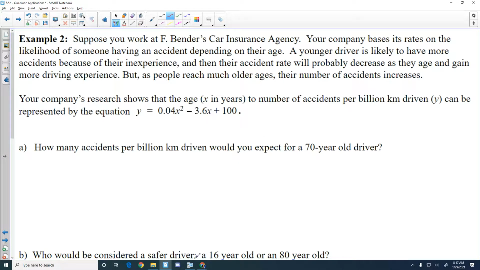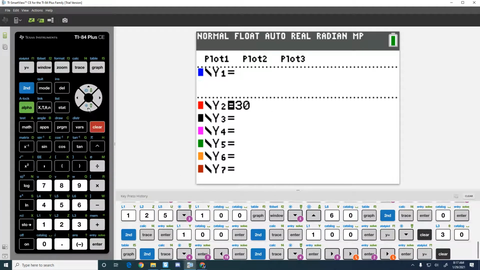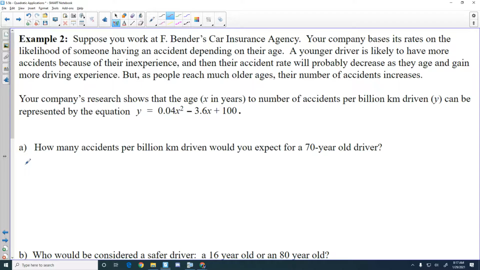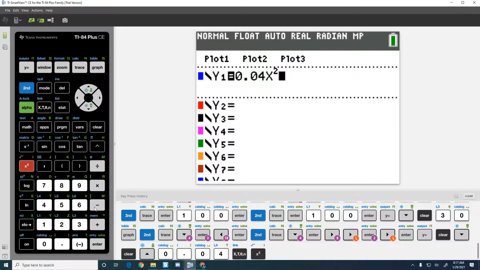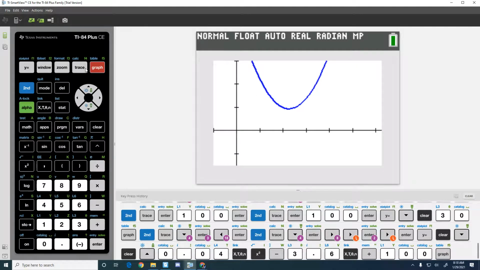So let's type this equation into our calculator. Let's go back to y equals. We can just clear both of these out. We don't need any equations in there. Go back to y1. 0.04x squared minus 3.6x plus 100. And then we hit graph, and oh my gosh, our window actually still works. That's crazy. That often won't happen. Usually we would have to resize the window.